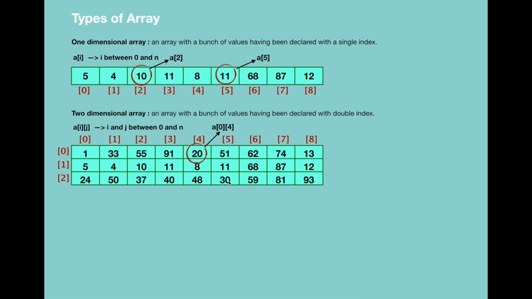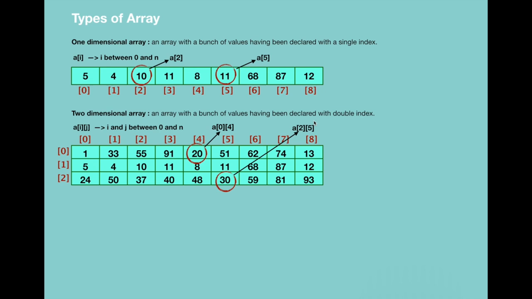Okay, let's give one more example. For example, if you want to access an element over here, which is 30, once again, we need to first look at the row index. The row index here is 2, and then we look at the column index. The column index is 5, which means that to access this element, we need to write something like this. Here is the array name, then the row index, and then the column index.